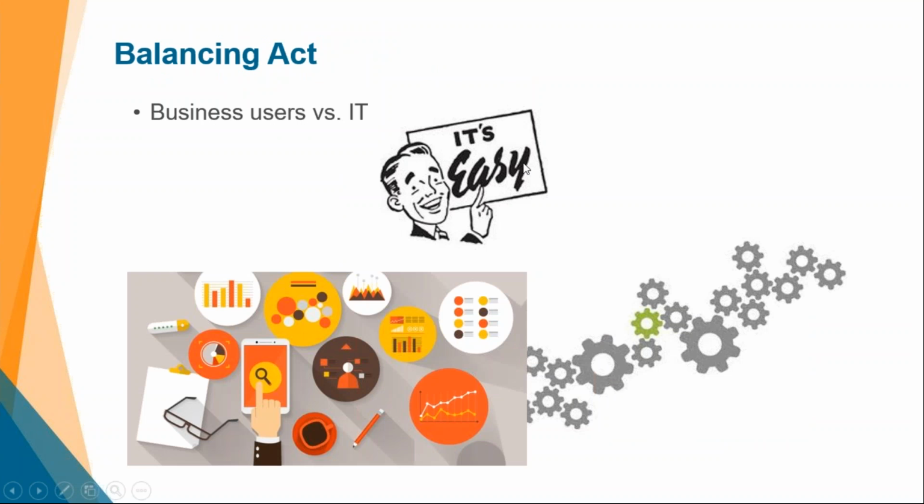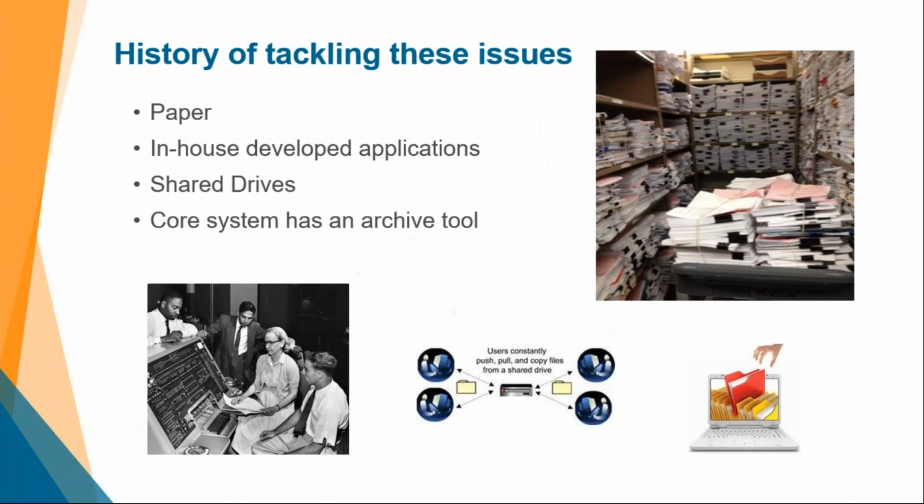the webinar today. So when you look at these issues, you really want to think about a balancing act between the business users and IT. Both of them want their processes to be easy, but you've got different groups to manage. The business users want technology that's easy to use, while the IT folks really want something that's easy to integrate. So how have organizations tracked these issues in the past?